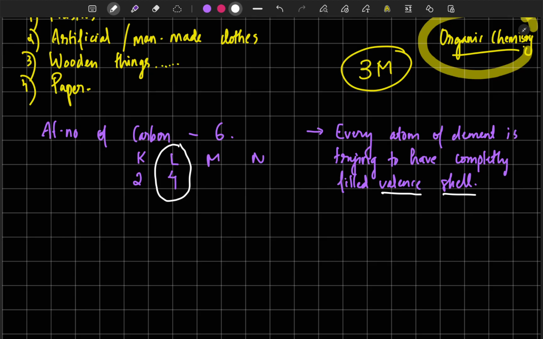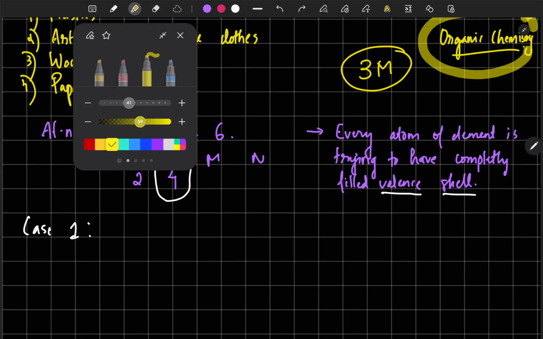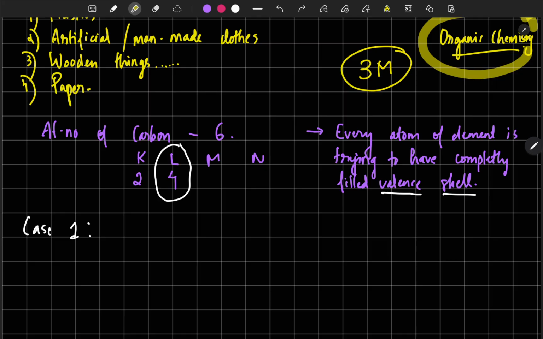So how can carbon do that? Let us take the first case, case 1. Carbon can lose these 4 electrons, right? Then it will be just K2, which is also a completely filled valence shell, because the maximum electrons that can be accommodated in the K shell is 2. If it loses 4 electrons, then carbon will become a C4 plus ion.